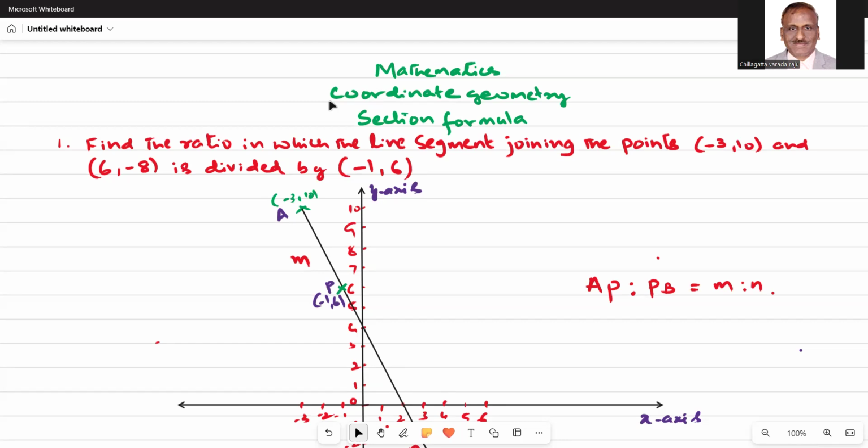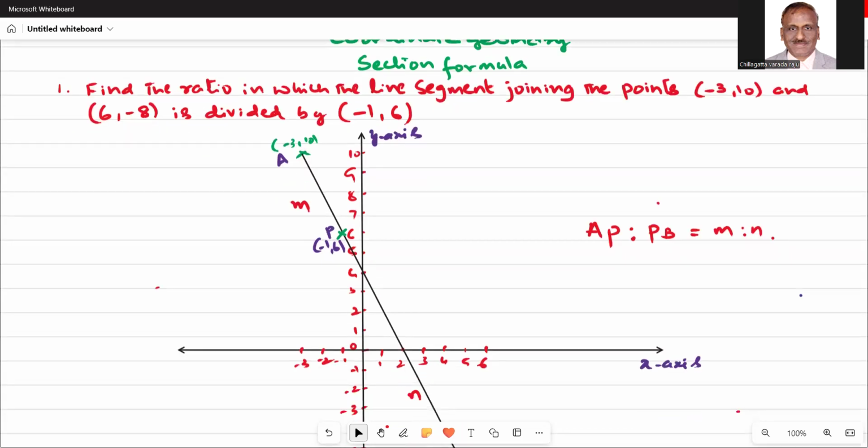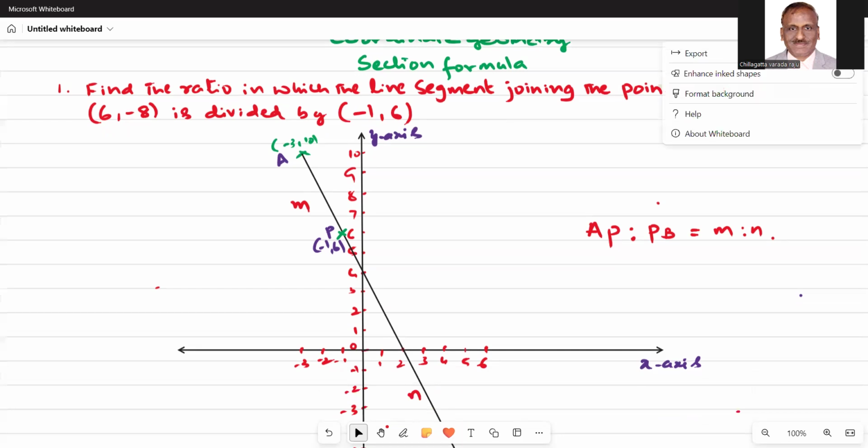and also by the y-axis. The question here is: find the ratio in which the line segment joining the two points (-3, 10) and (6, -8) is divided by the point (-1, 6). Just observe the figure, which is drawn on a Cartesian system. I will show you how it appears on the Cartesian system.